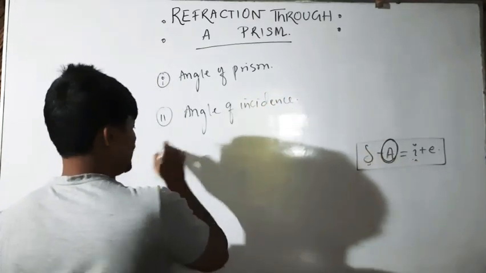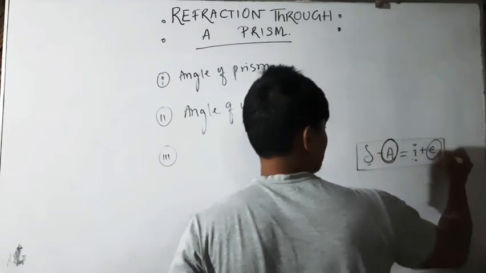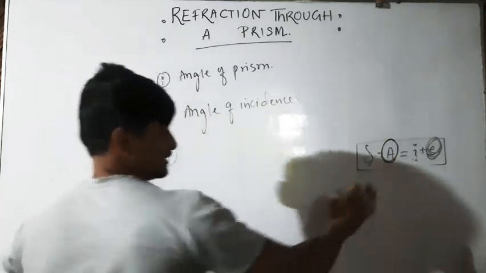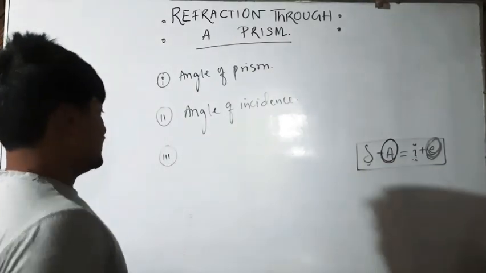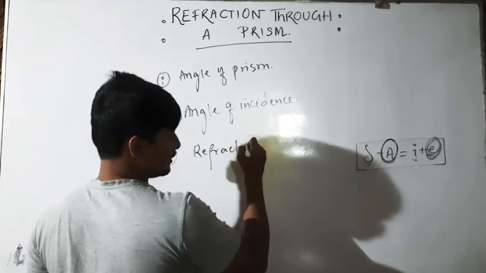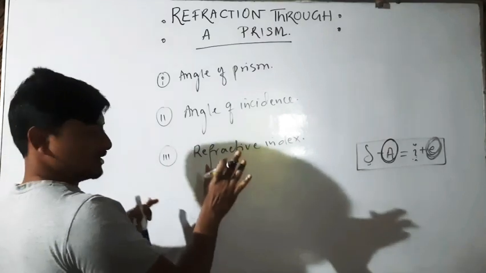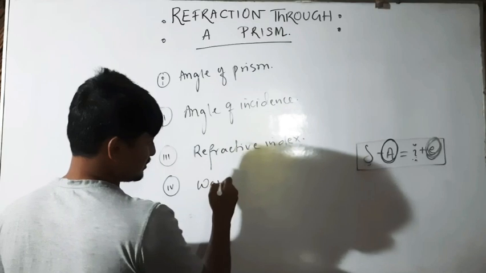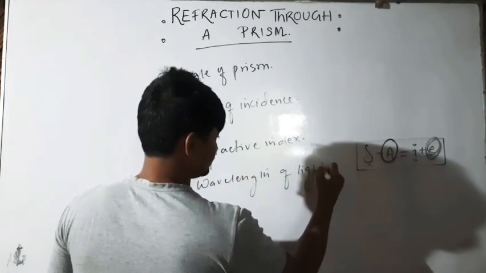Okay, now for number 3, see, this emergent angle is nothing but a type of incident angle only if I reverse the direction. So we would not discuss it much because these two are the same. Number 3 is that it depends on the refractive index of the medium, or the material with which the prism is made. And last but not the least, it depends on the wavelength of light passing through the prism.